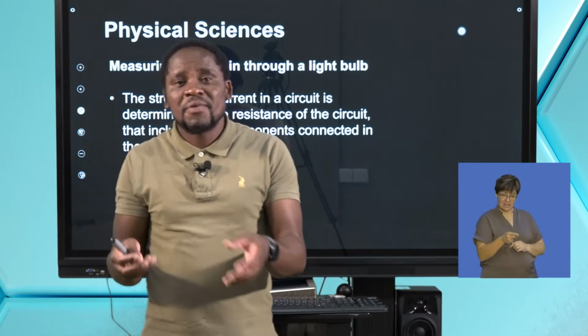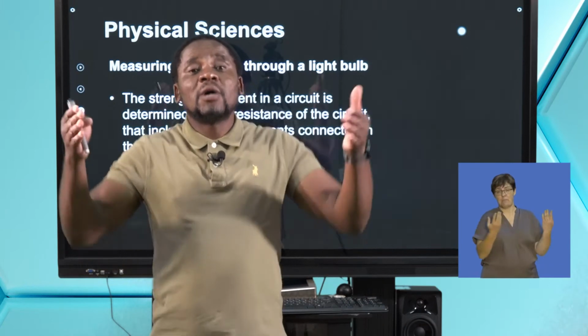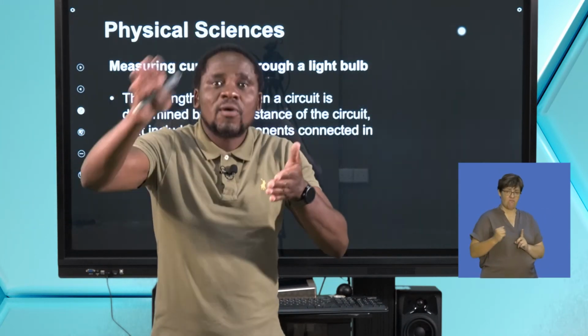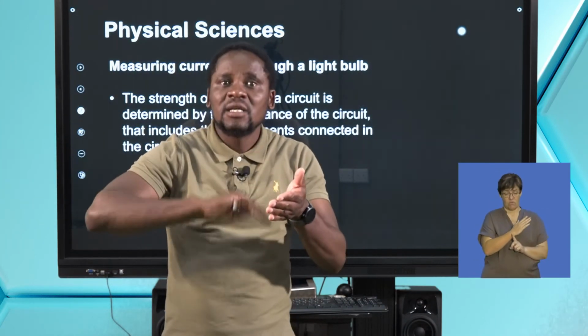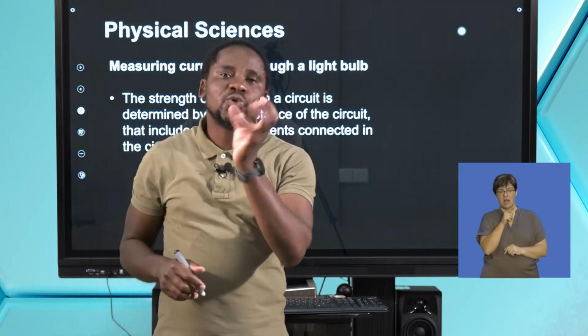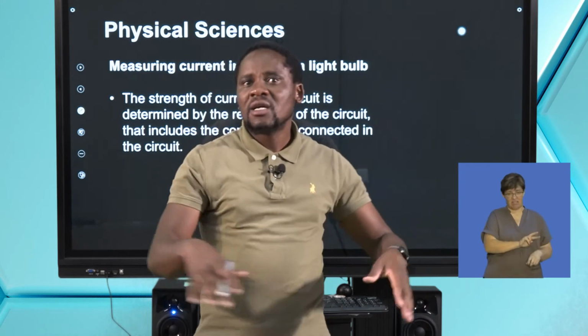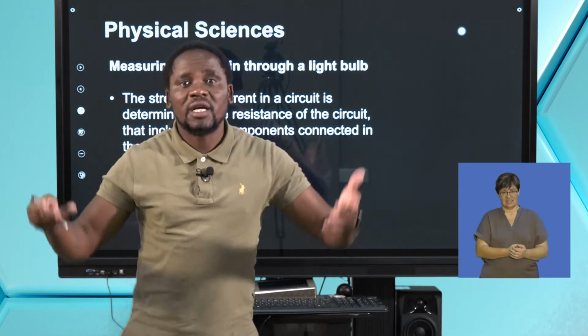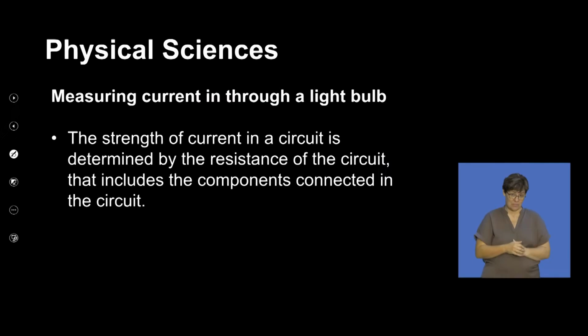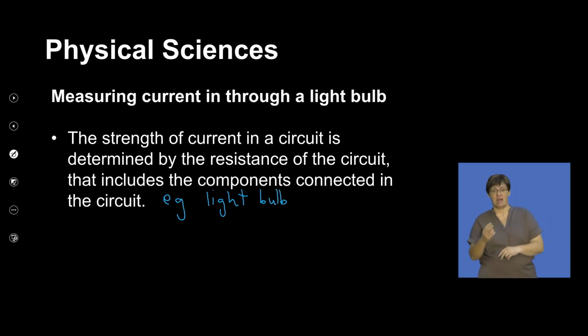If a light bulb has a certain amount of resistance to the flow of charge, or to that current, then it has to do with the amount of energy that it converts from electrical to light energy, because that's what a resistor does. So these are components in a circuit. An example is a light bulb. A light bulb will convert electrical energy to light, heat and light.